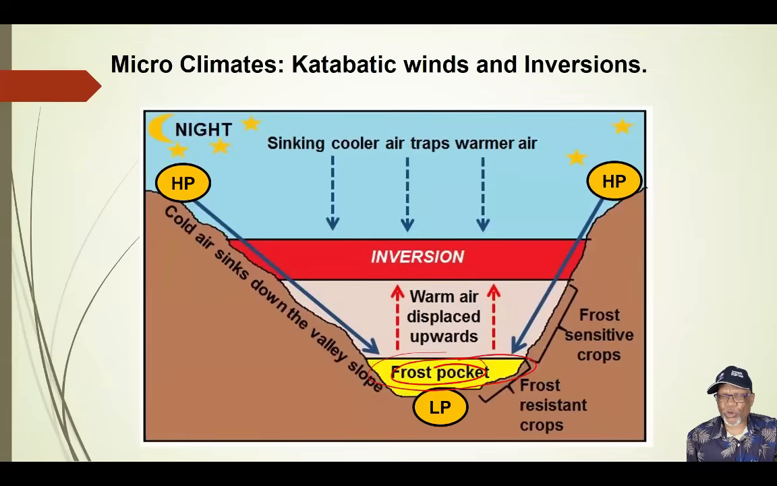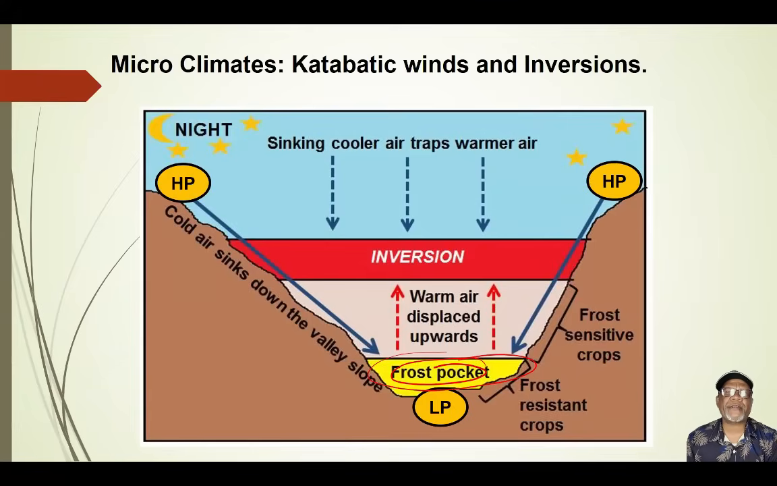Where are you going to grow them? You grow them just a little bit above the frost pocket. And then what are you going to grow in the frost pocket? You are going to grow the crops that can resist the frost. So what do you have there? You have a process called temperature inversion.